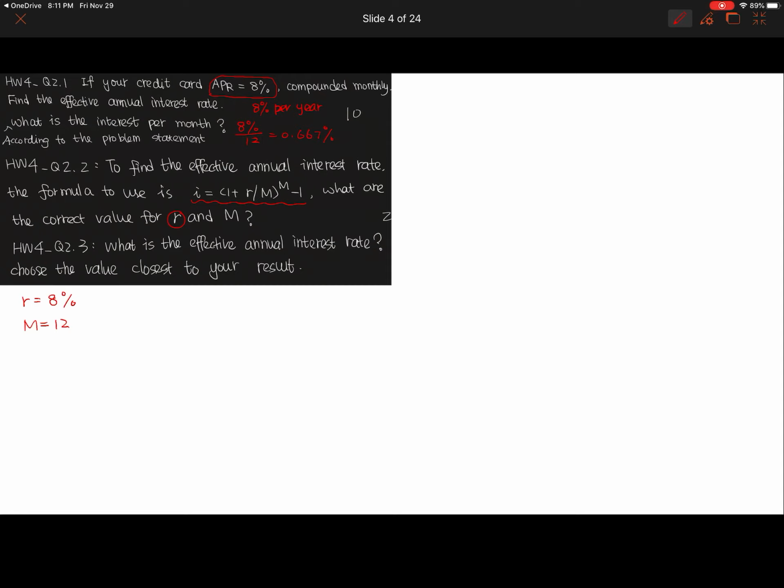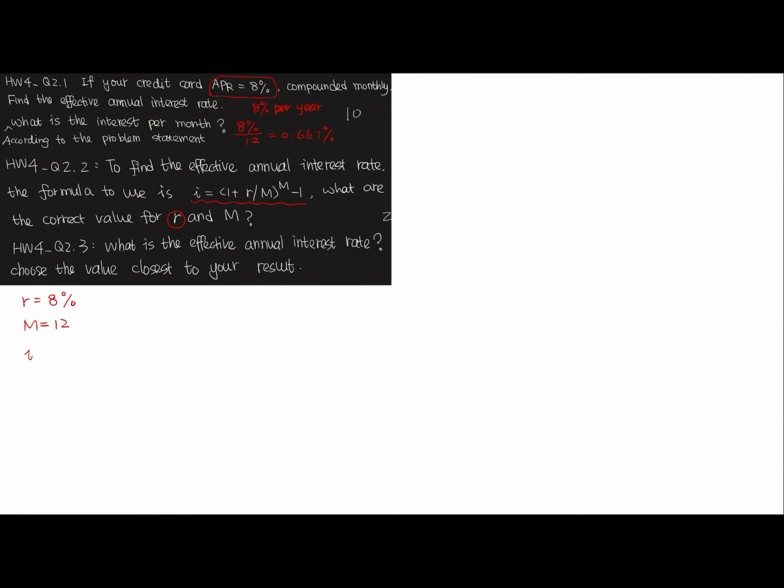And the next question, what is the effective annual interest rate? Now it's very easy. You just use this formula, I equals 1 plus R over M, to the power of M, minus 1. In our case, R is 8%, M is 12, so (1 + 8%/12) to the power of 12 minus 1. It's going to be 8.3%. That's it. Okay, and then let's move on to homework number 3.